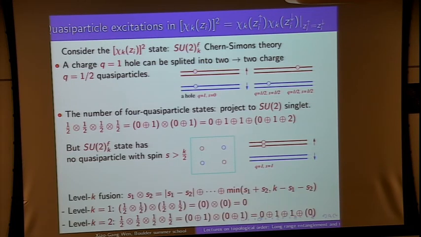However, there's yet another layer to the picture, which is that using this picture is actually very helpful for computing how many states there are after projection.